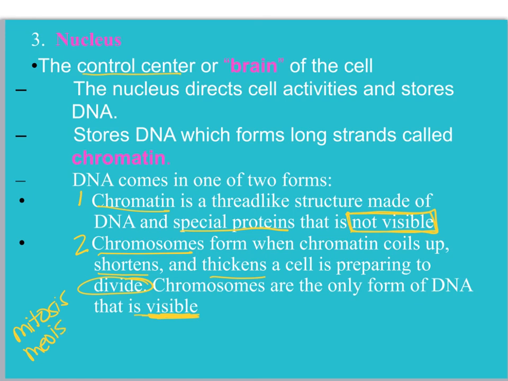I just spelled that wrong. So the correct spelling is actually here. Anyway, so two forms of DNA, chromatin and chromosomes. So chromatin, you cannot see it. It's kind of uncoiled, looks kind of like spaghetti. And chromosomes, of course, look like X's.